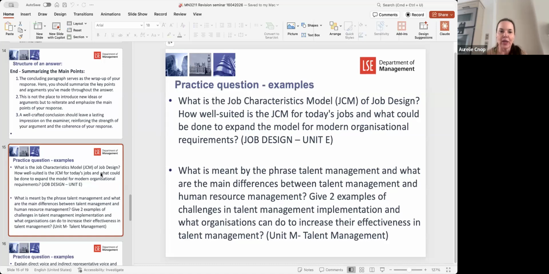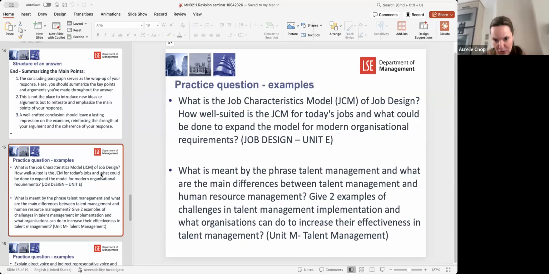Second question, what is meant by the phrase talent management, and what are the main differences between talent management and human resource management? Then give two examples of challenges in talent management implementation and what organizations can do to increase their effectiveness in talent management. So you can see in this question, there are lots of sub-questions. So you need to really take time to answer every single sub-question, right?